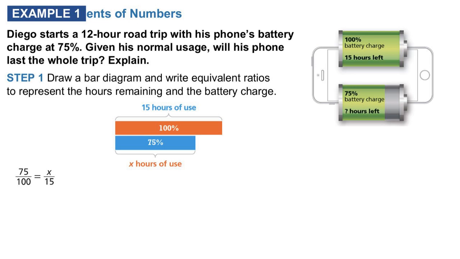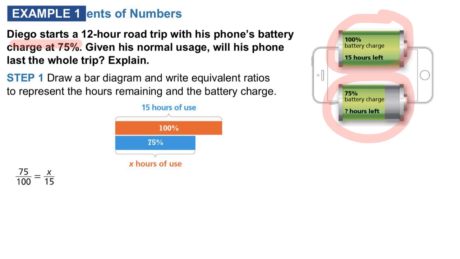It says Diego starts a 12-hour road trip with his phone battery charge at 75%. Given his normal usage, will his phone last the whole trip? So here's some data that we're going to need. And your book is very much in love with bar diagrams. So if you look at how it's set up, the percents are in the center.